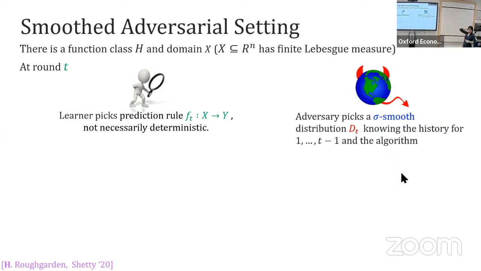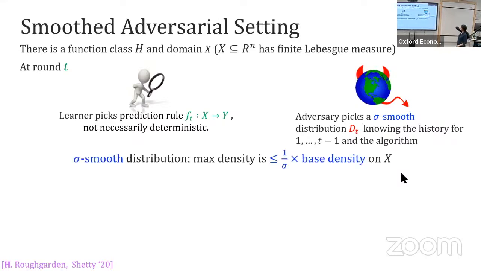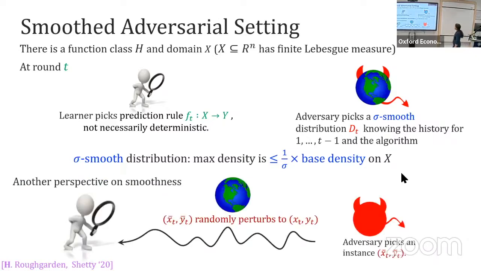So there's still D_t that depends on the past, so that's the adaptive part. But the distribution is smooth in the sense that it's not exact. It's not focused on one point at any point. It has to have some non-trivial amount of support. You can think about it as its max density being bounded so that it's not arbitrarily focused. And then we ask the same kind of questions. Another way to think about this is that maybe the adversary picked some (x, y) and then the world perturbed it. So depending on which of those three things you like to think about randomness anyways.